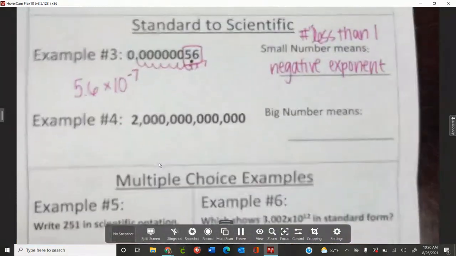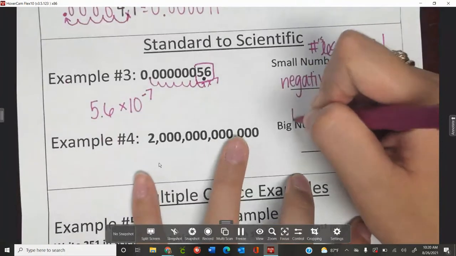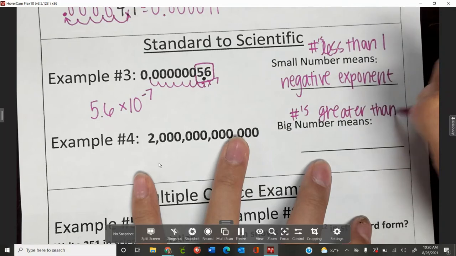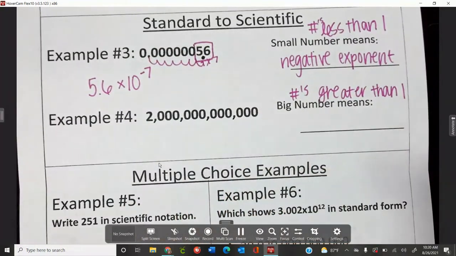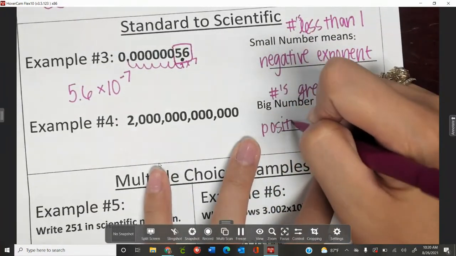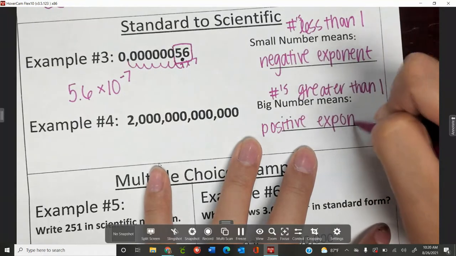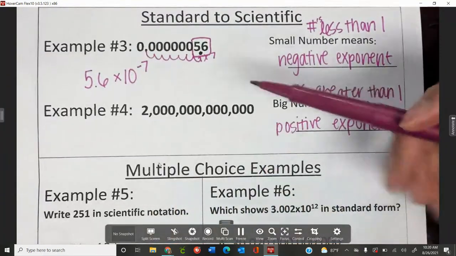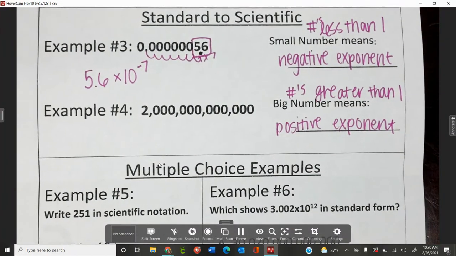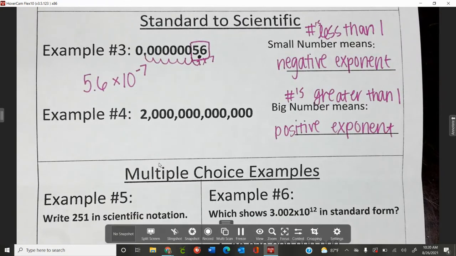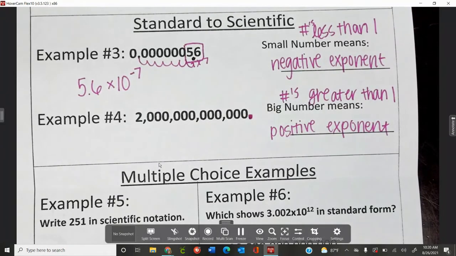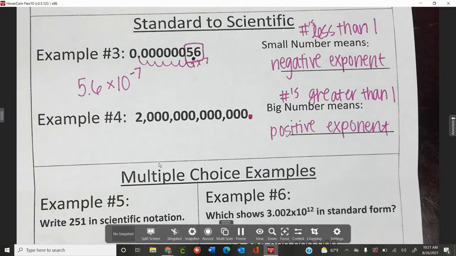Okay, then we have example 4. So here I have a big number, and big numbers are numbers greater than 1. So even 8 can be considered a big number. So big numbers, that means we get a positive exponent. So on my number, 2 trillion here, notice how we do not have a decimal point there. So whenever your number does not have a decimal point given to you, remember, your decimal is at the very end of the number.